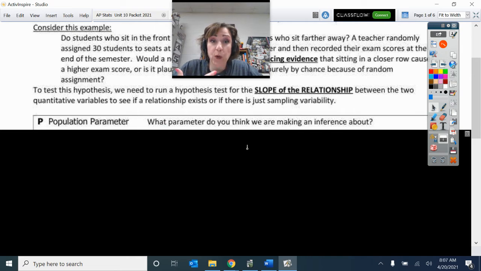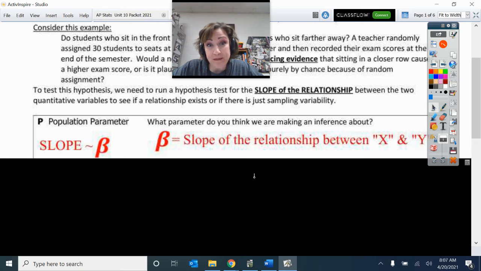Well, we would have a parameter, and again, we're testing the slope. So we need a variable to represent slope. The variable that we use to represent slope is beta. Now, think back, we used beta another time. When was that? Well, that was the probability of a type 2 error. Remember, alpha was the probability of type 1 error, beta probability of type 2 error. Not related, not connected. They're not the same thing here.